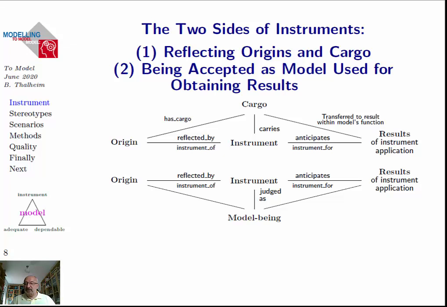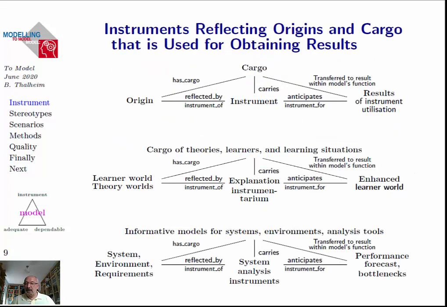Furthermore, we have also results that are anticipated. So in this case, we have also an instrument that is considered or judged as a model. That means in this case we can determine the model being. Maybe we should first consider the reflection between origins and cargo and instruments and results, and then the acceptance as a model used for obtaining results. Let us first consider the first four parts.